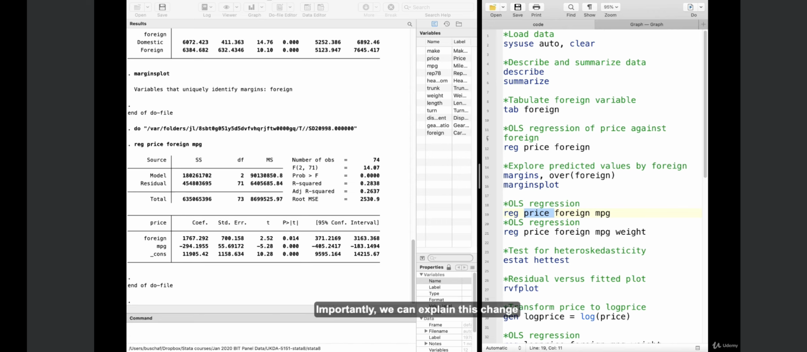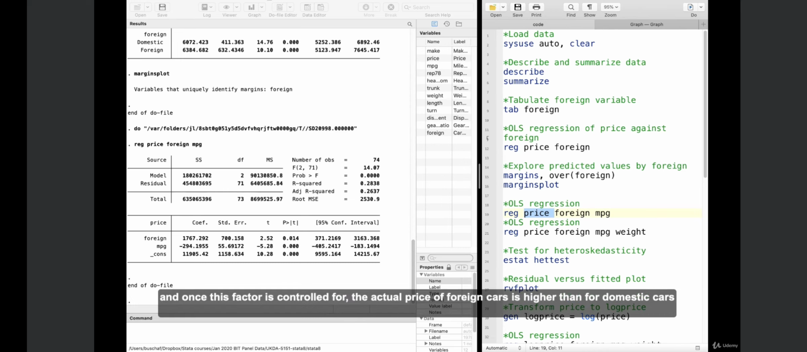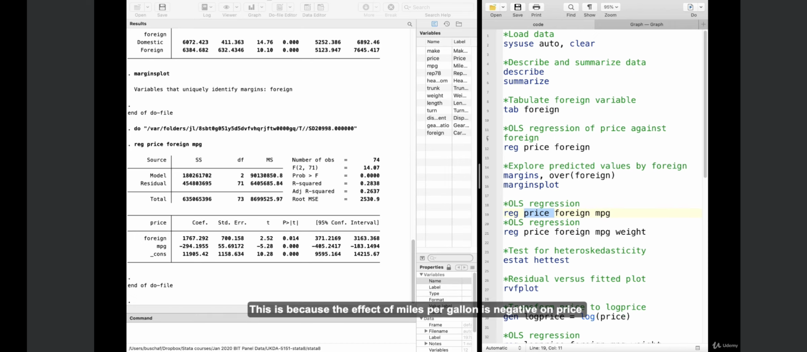Importantly, we can explain this change. It turns out that foreign cars have significantly higher miles per gallon numbers than domestic cars, and once this factor is controlled for, the actual price of foreign cars is higher than for domestic cars. This is because the effect of miles per gallon is negative on price, and because foreign cars have higher miles per gallon, their price was lower. Now that this effect has been controlled for, and therefore taken out of price, the actual effect of a car being foreign is that it causes a price rise.